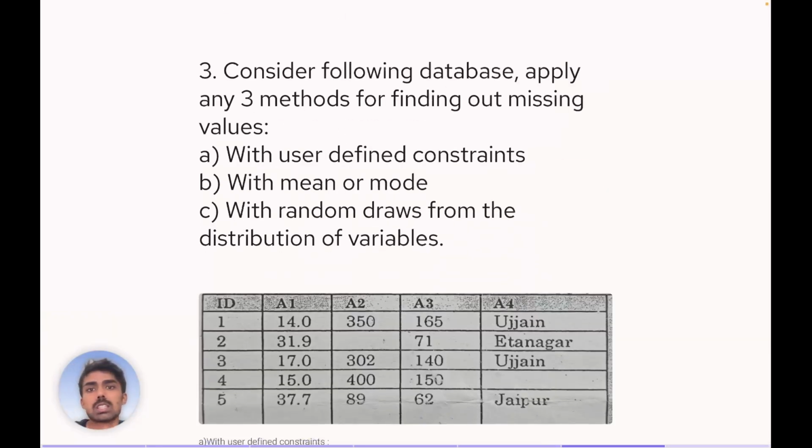The next question is: consider the following databases and apply three methods for finding out the missing values. In order to handle missing values, we can use user defined variables, we can use mean or mode, or we can use random draws from the distribution. Random draws means from the table, and user defined variables such as not available, null, or deleted, something like that.